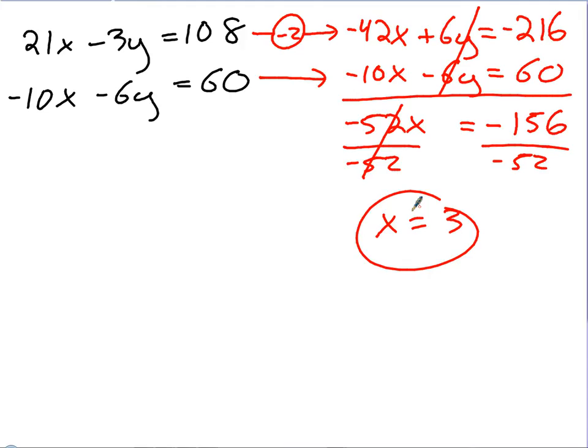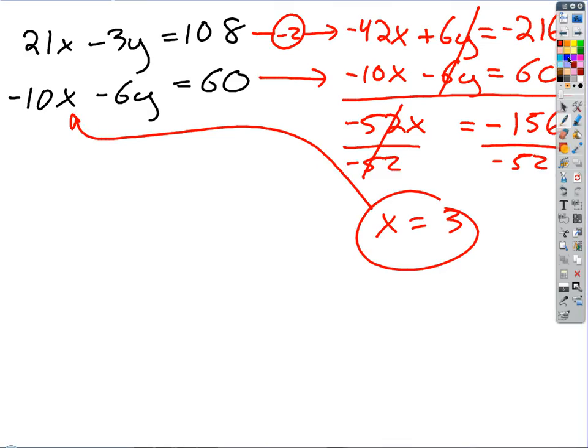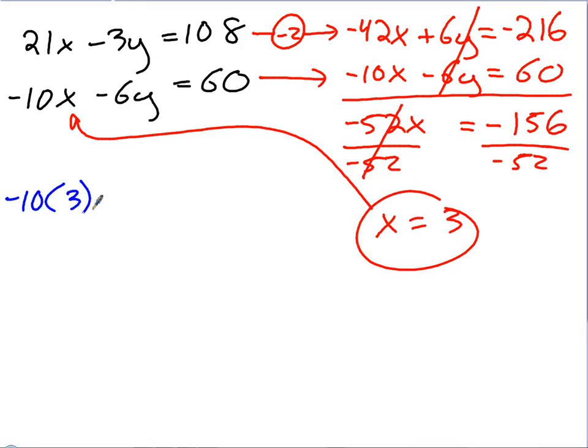Okay, so now we're happy. These are big problems. A lot to do. All right. So Eric, what do I do next? I got x equals 3. How am I going to get my y? Plug it back in. Very good. Plug it back into either equation. Let's plug it into the bottom one. Doesn't make any difference. If I plug it in the bottom one, I'm going to get negative 10 times 3 minus 6y equals 60. And now we're almost done. That's pretty easy, right?